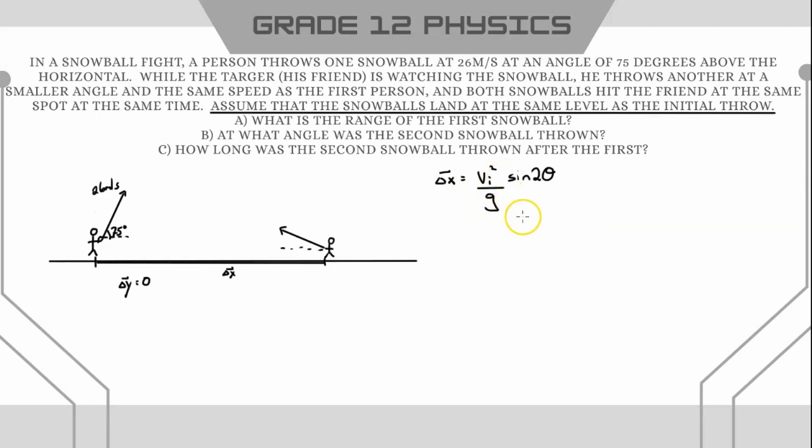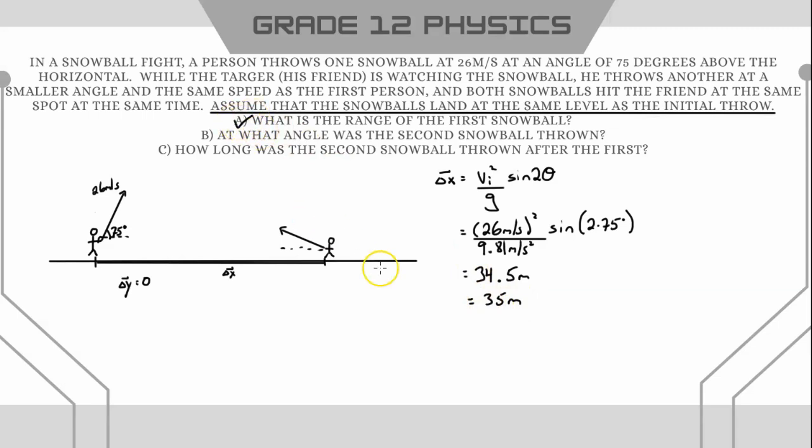But with this, we can easily just plug in the information. So we have 26 meters per second squared over g, so 9.81 meters per second squared, times the sine of 2 times the angle, so 2 times 75 degrees. And that is going to give us, so let me get my calculator out here. So we've got 34.5 meters, or we can round that up to proper significant digits in this question, which would be 35 meters. So there's the answer to part A.